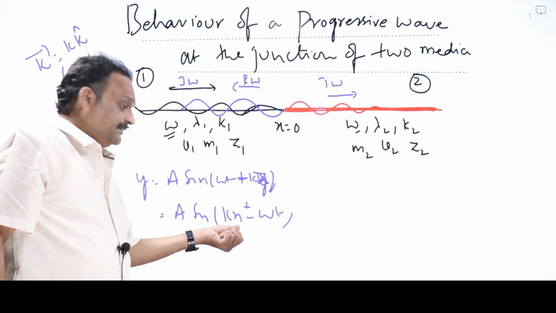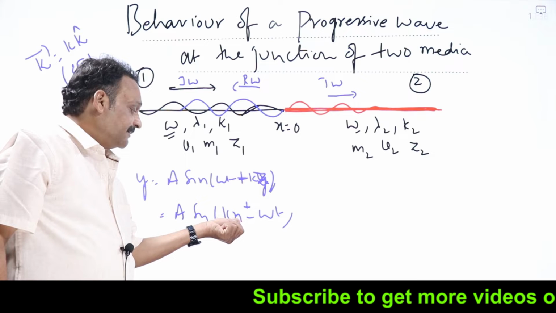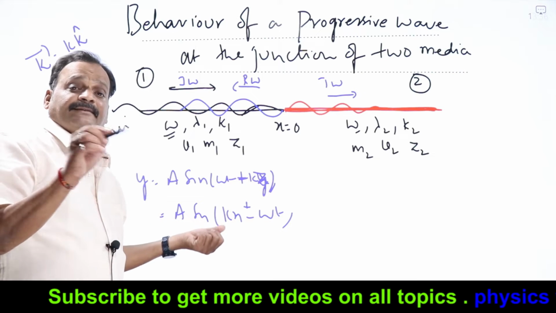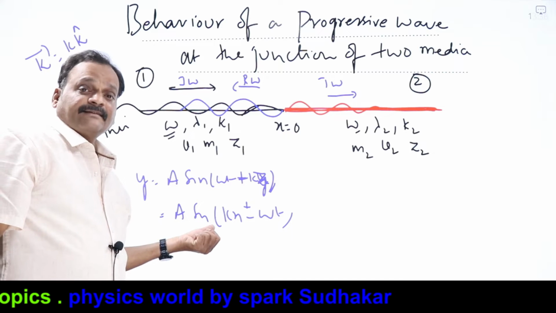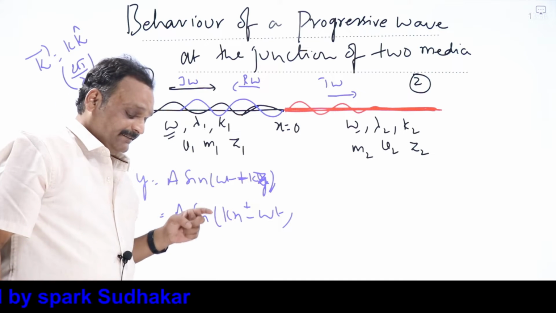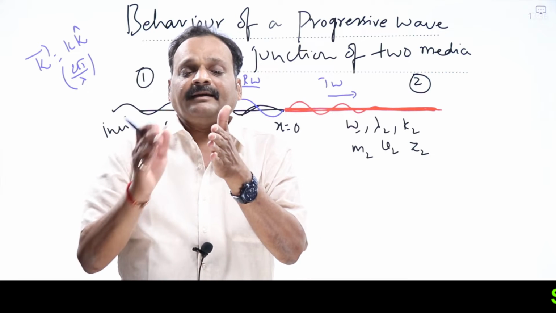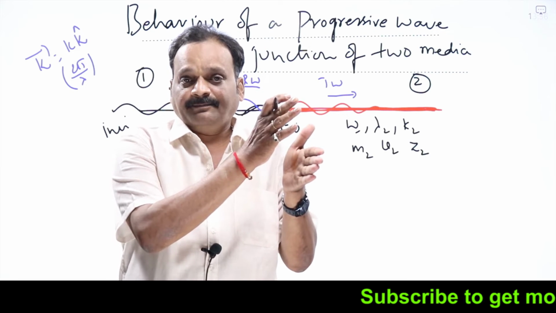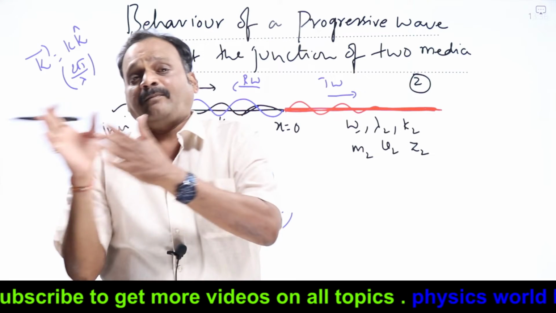If kz is there, the wave is propagating along the z axis. kz minus omega t means the positive z axis, and kz plus omega t means the negative z axis. So a plus sign inside the brackets gives propagation along the negative coordinate, and a minus sign gives propagation along the positive coordinate.